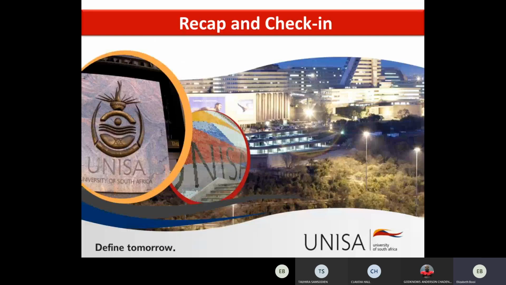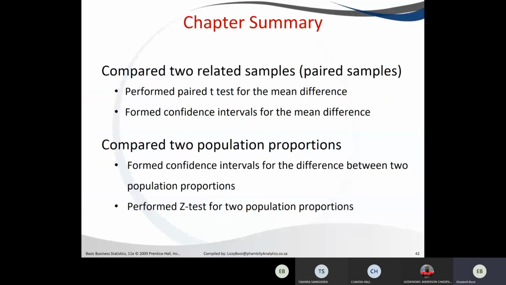So far, we've learned how to do hypothesis testing and confidence intervals for the paired samples when we have two populations. And then we also looked at how we do hypothesis testing and the confidence interval for the proportions.